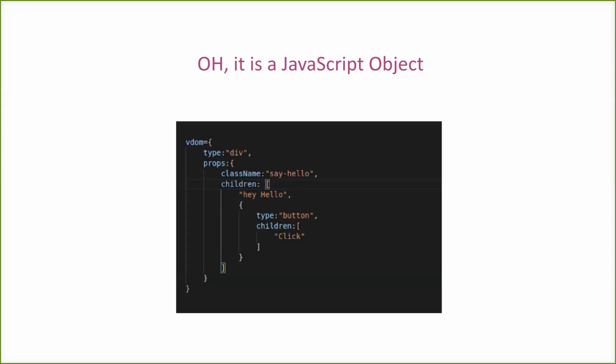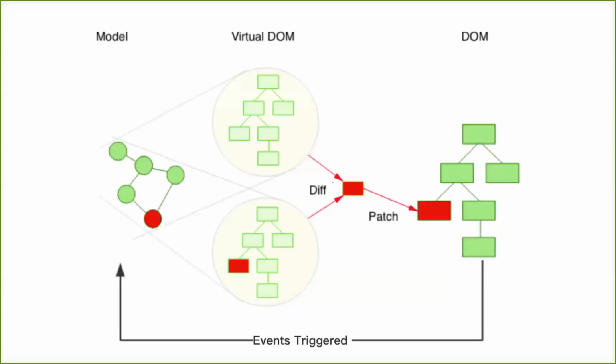And that's where things started to fall into place, because I realized that it is actually a JavaScript object, and a JavaScript object can be easily manipulated. So that is what happens. That is why React has adopted the virtual DOM, to have much quicker updates and to increase the performance.